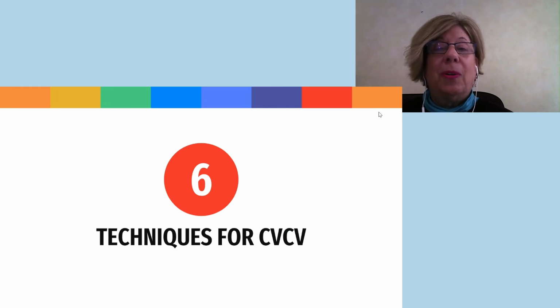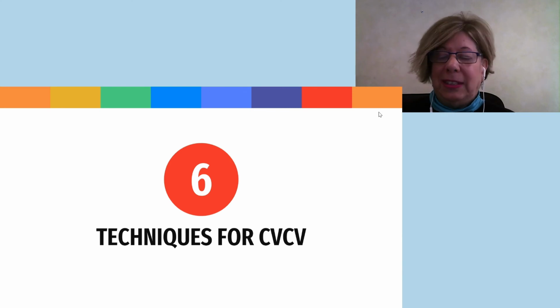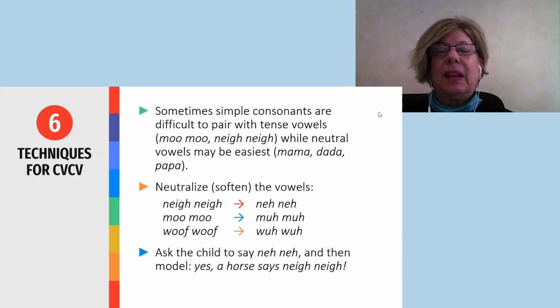All right, so CVCV is one of those very early and easy syllable shapes. We talked about how it resembles babbling in infants. What are the techniques for teaching CVCV? Sometimes simple consonants are difficult to pair with tense vowels. Moo, moo, nay, nay. We might need to use neutral vowels, which might be easiest, such as words like mama, dada, papa, or neutralize the tense vowels and diphthongs by doing something like this.